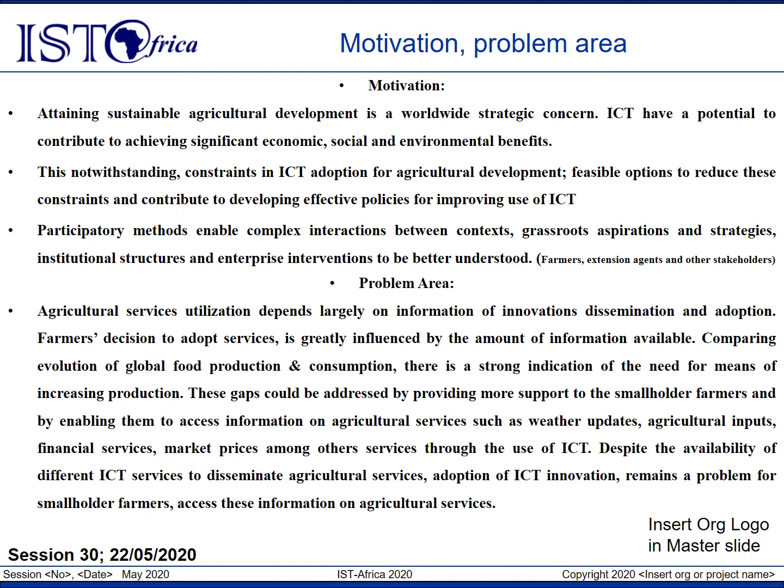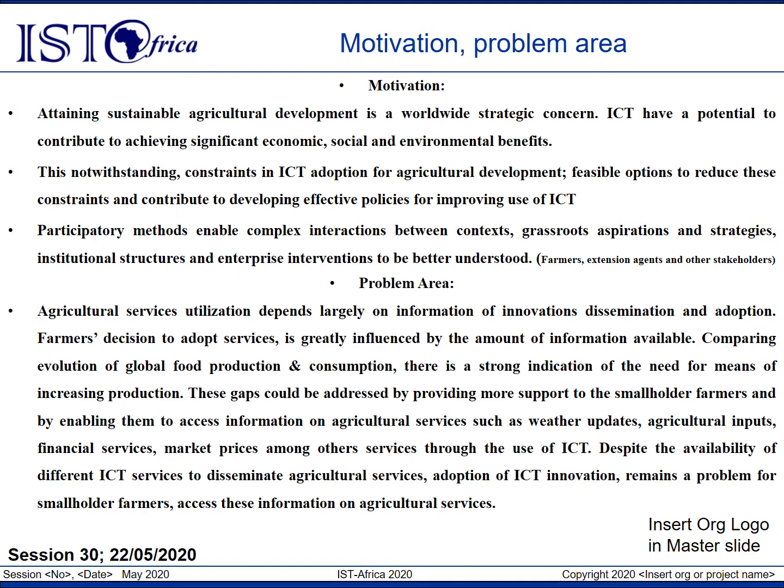The problem area. It's notable that agricultural services utilization depends largely on information of innovations, dissemination, and adoption. However, farmers' decision to adopt services is greatly influenced by the amount of information available. Comparing the evolution of global food production and consumption, there is a strong indication of the need for means of increasing production.